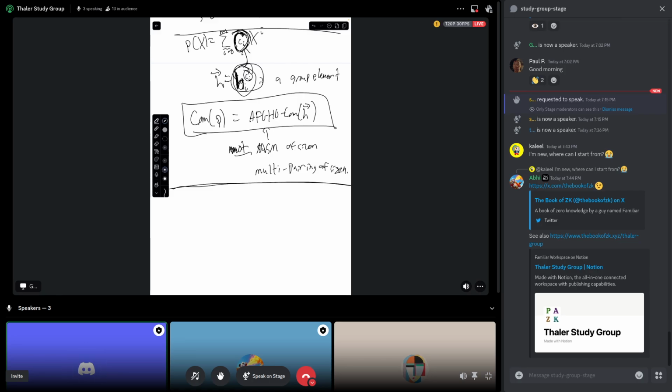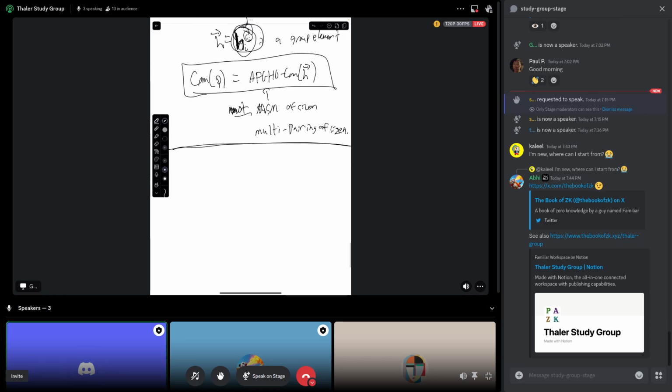How does Dory actually commit to things? Now that we've seen AFGHO commitments, let's talk about Dory. I actually think this aspect of Dory is a refinement of Hyrax, because Dory is sort of like a combination of Bulletproofs and Hyrax, and it gets the best of both of them.